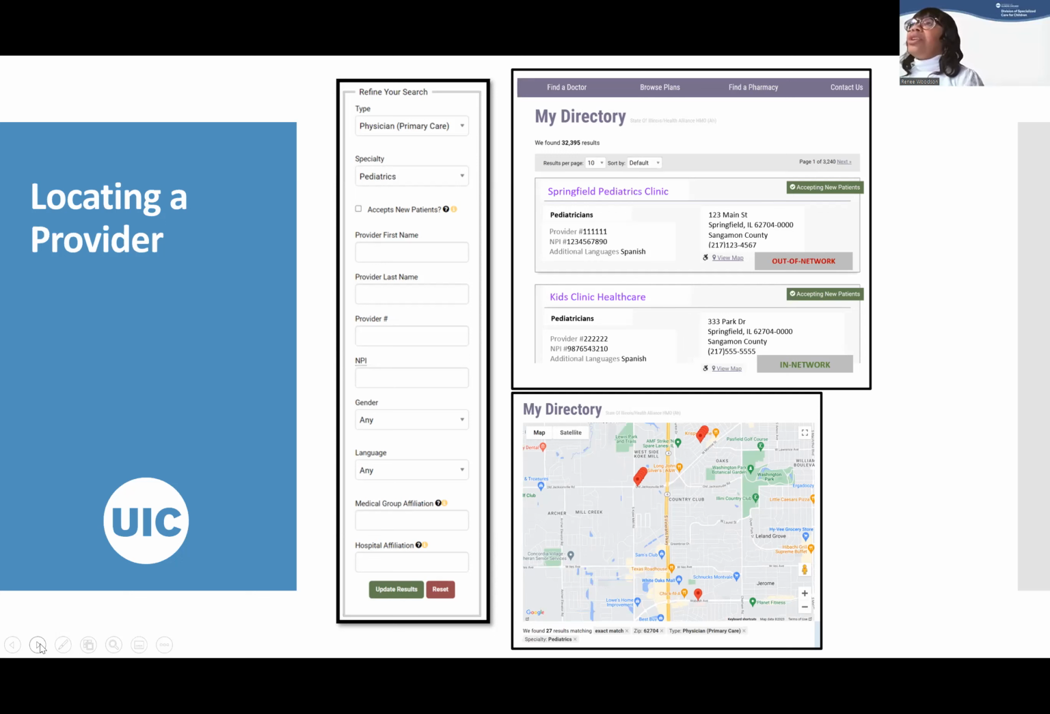So this is what it will pretty much look like. This might look a little bit different, but basically this is what it'll look like. And you can also put in what proximity you want it to your home, if you want it within 20 miles, or if you want a doctor within 100 miles.